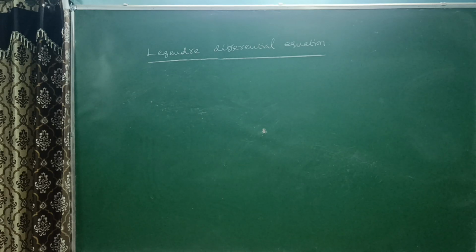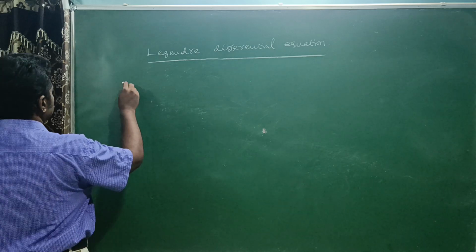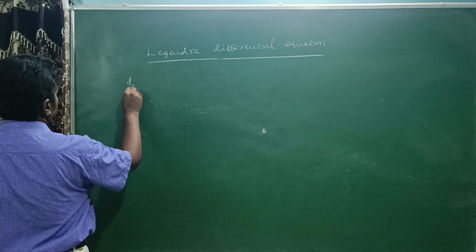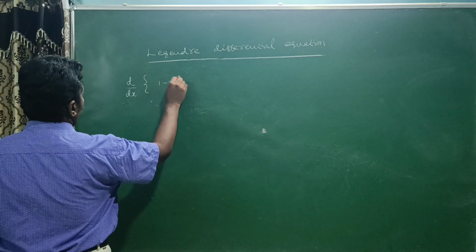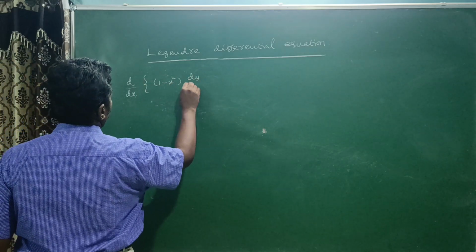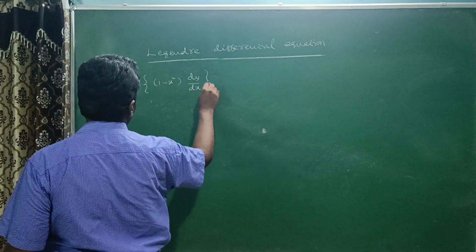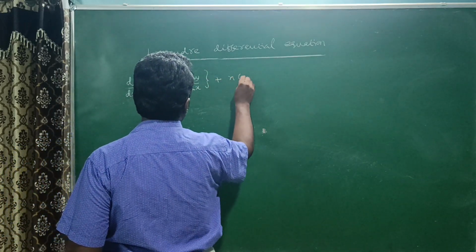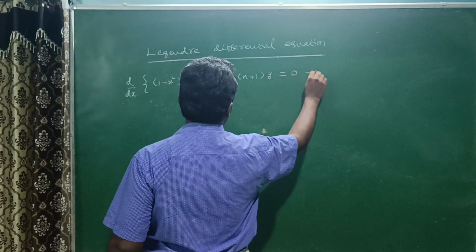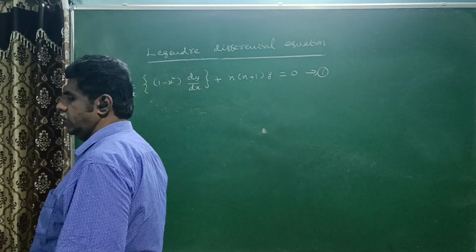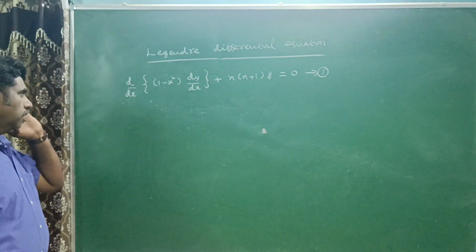In the present discussion, we have derived the Legendre differential equation. For that, we should start our journey with d/dx of (1 minus x square) dy by dx plus n into (n plus 1) into y equal to 0. This is the starting equation.